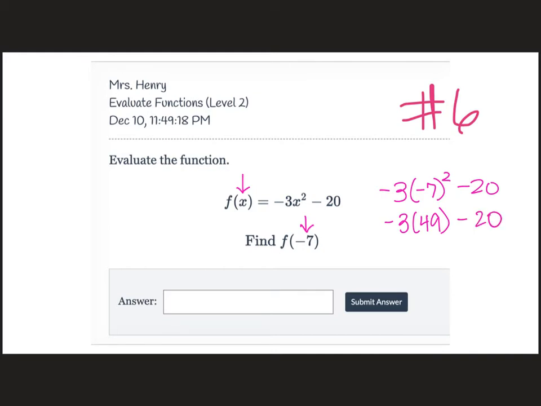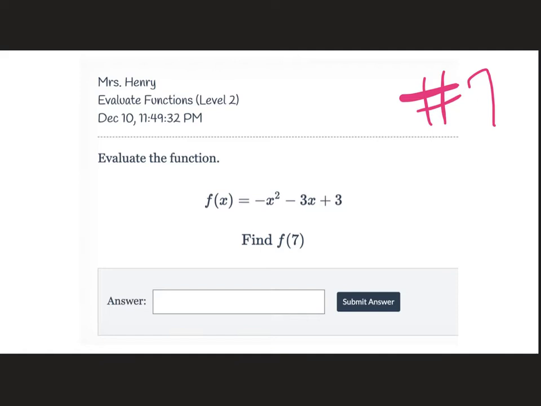Okay, we're going to say negative 3 times 49, and that's going to give us negative 147. Bring down your minus 20, and these are the same sign, so they're going to end up adding together and keeping that negative sign, so your answer is going to be negative 167.